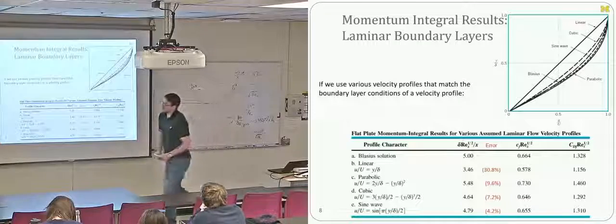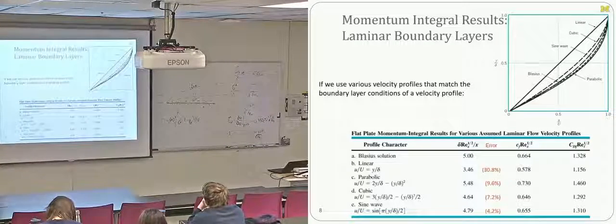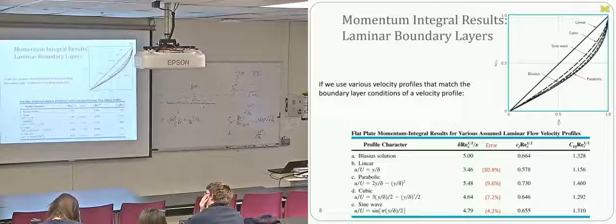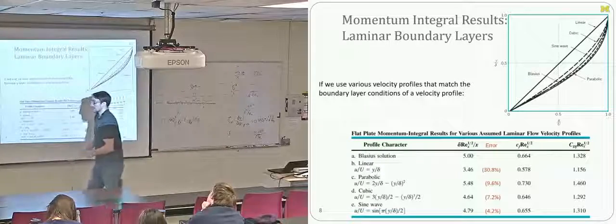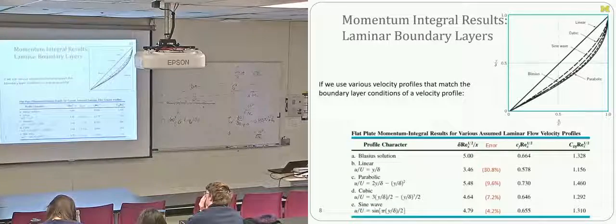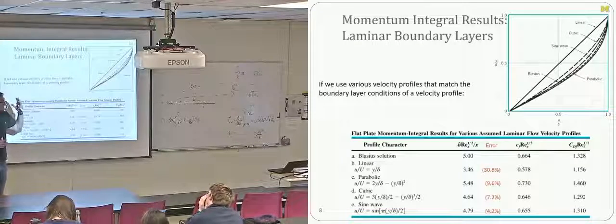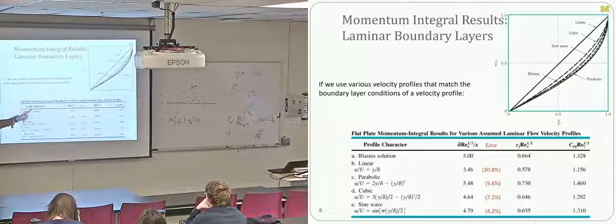In other words, by ignoring all of the nastiness of those differential equations and just saying I'm going to assume that the velocity varies linearly, we still get delta equal to 3.46 over the square root of the Reynolds number with respect to x, which has at least the same form as the Blasius solution, which is a lot harder to get to. So this is meant to demonstrate how, by applying theory that we've already covered, the conservation of linear momentum, and just guessing at the velocity distribution, we can actually get pretty close.